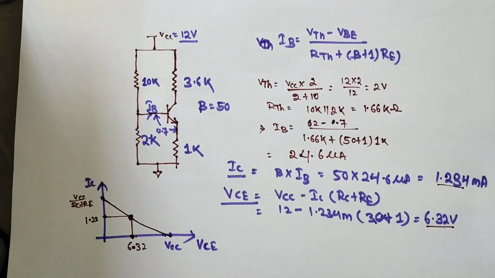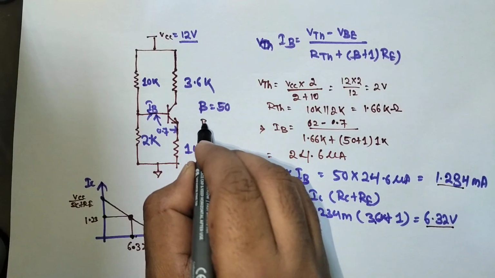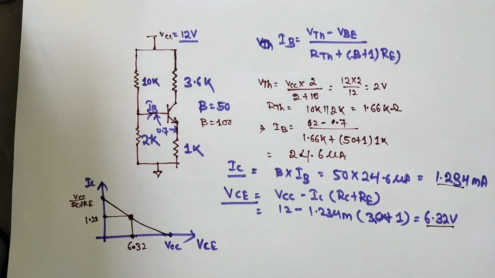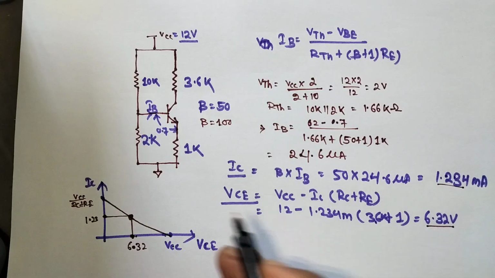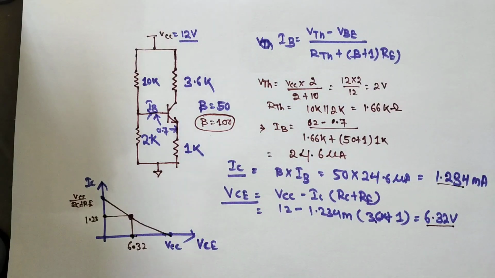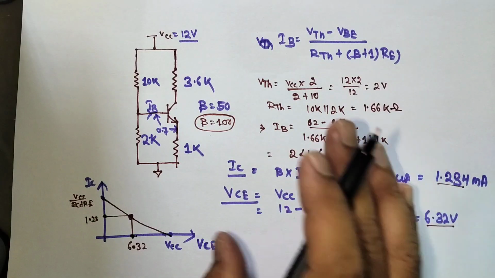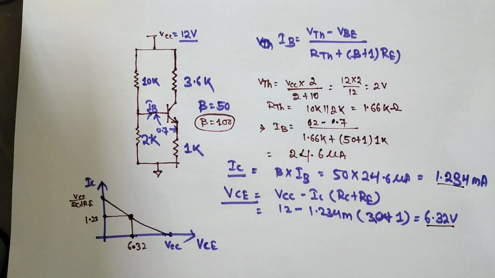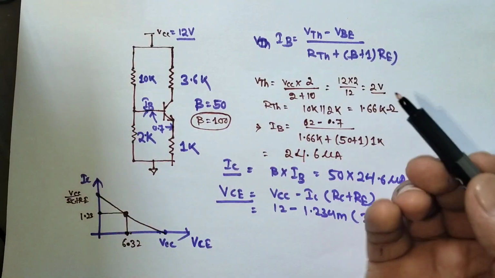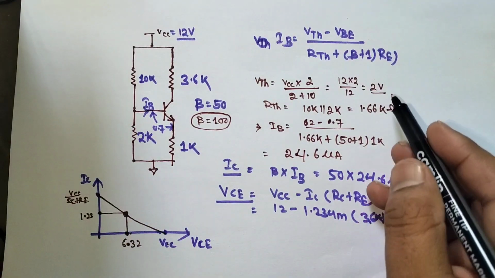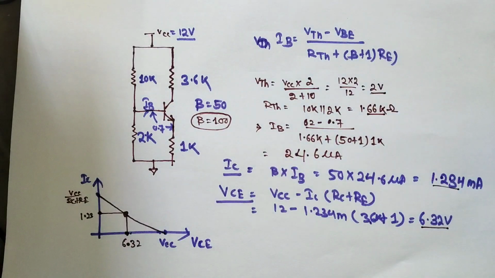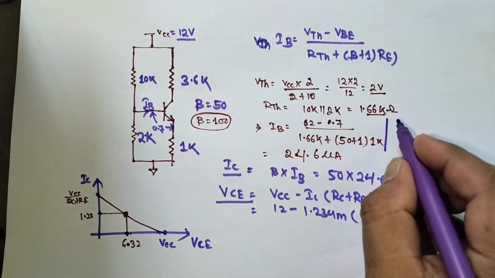Suppose I change this beta to 100. Let's say 100, it will increase by 100 percent. Then we check what the value is. If I change this to 100, first we need to find this value. VTH is the same because RTH is the same. You can see VTH is the same and RTH is also the same, so we put in the new value.